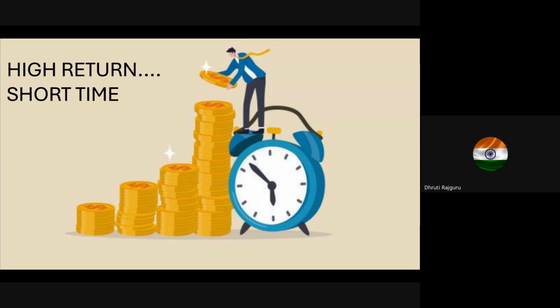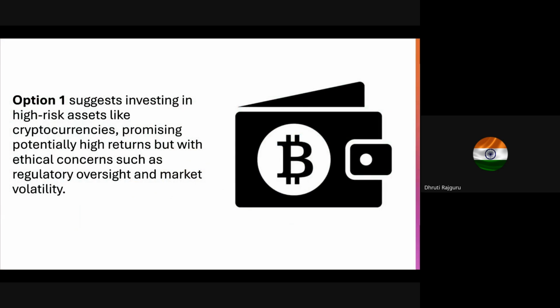So after taking the inputs, let's walk through a scenario. Imagine an investor is seeking guidance on where to invest for high returns in a short time. So based on these inputs, the AI model provides three investment options or three scenarios, each with its own ethical implications. Option one suggests investing in high-risk assets like cryptocurrencies, promising potentially high returns, but with ethical concerns such as regulatory oversight and market volatility.